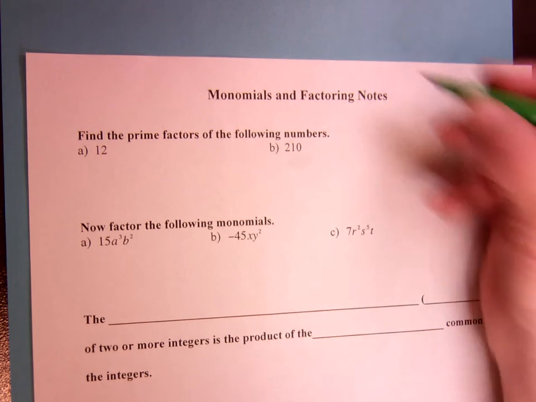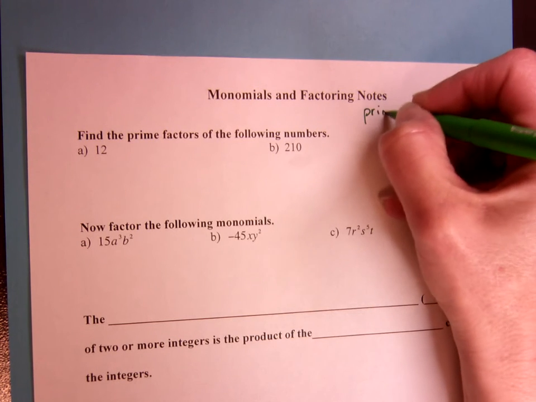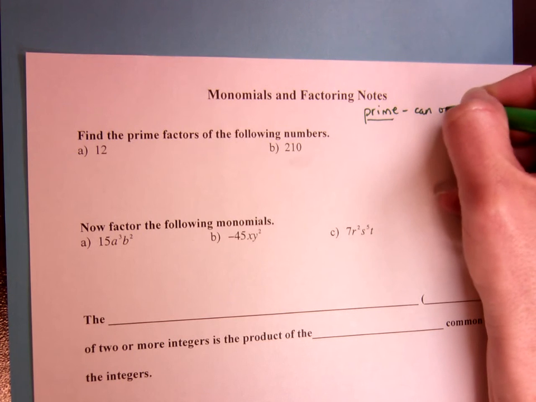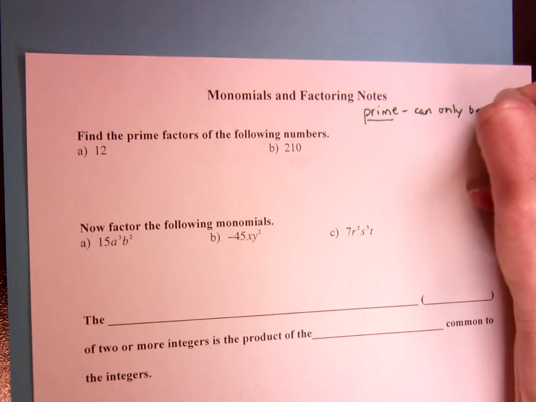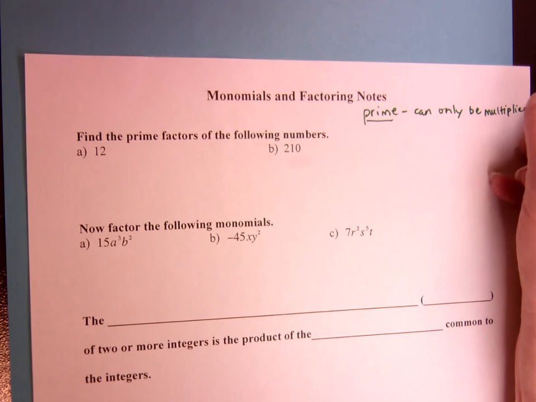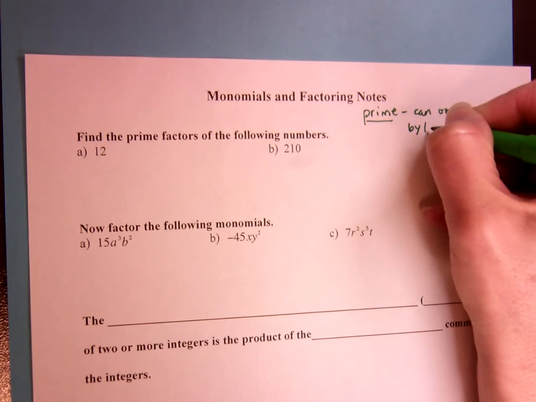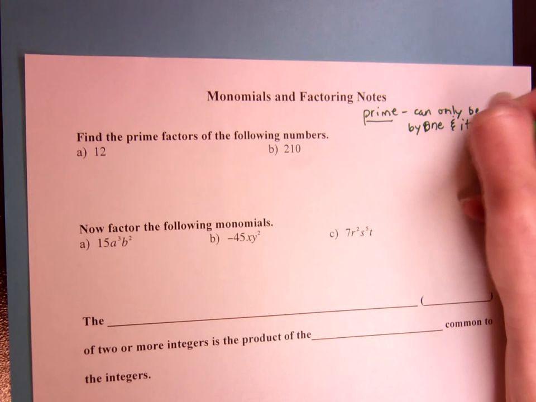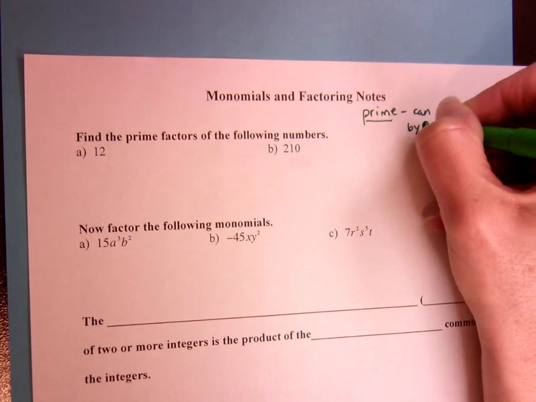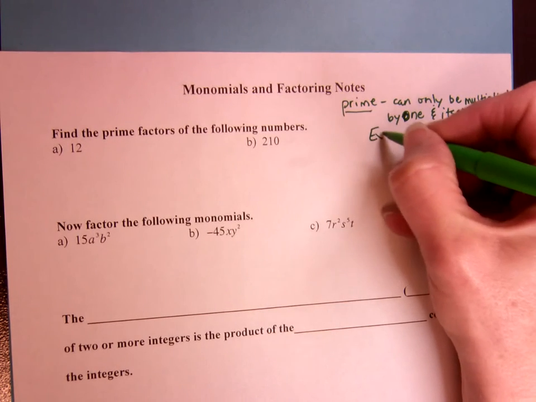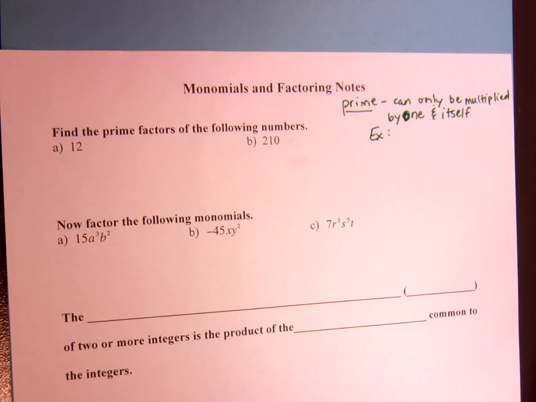Very good. Okay, so let's write this down since we had a hard time figuring that out. Prime means that it can only be multiplied by 1 and itself. 1 and itself. And so let's give some examples of prime numbers.